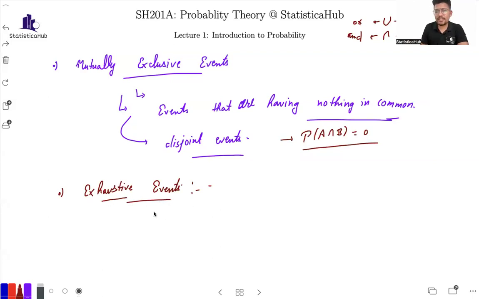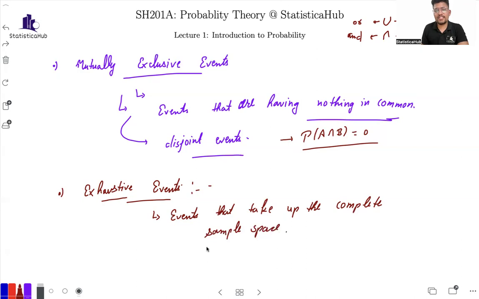Then we have the exhaustive events. The exhaustive events are the events that take up the complete sample space. These types of events are known as exhaustive events. Like the coin example: event A says getting a head, event B says getting a tail. If we take A or B, technically not and, the head has been taken up and the tail has also been taken up. So these are exhaustive events.